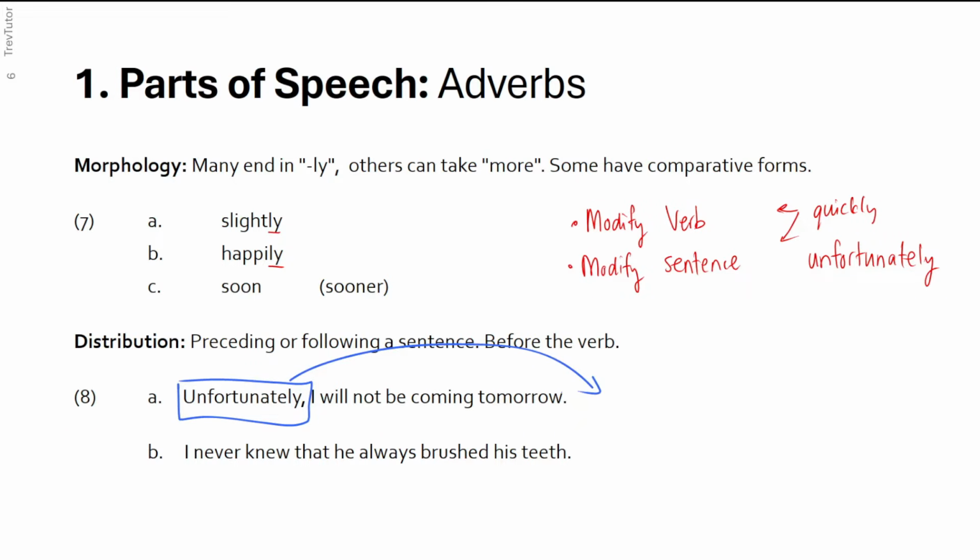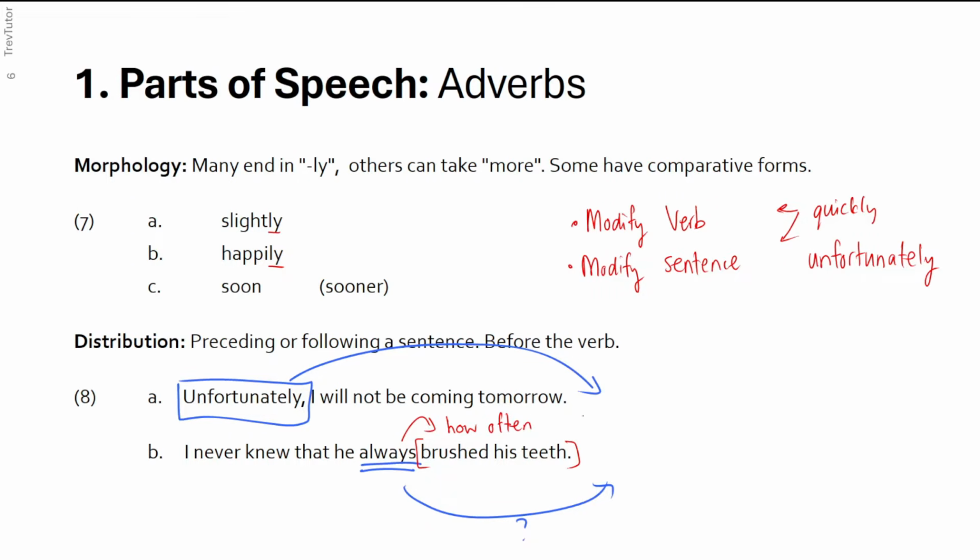sentence final position. In the case of "I never knew that he always brushed his teeth," this one is a little bit more limited. "I never knew that he brushed his teeth always." That sounds okay, but it's not going to be perfect to all English speakers. So some people may be able to move it to the end. But when we think about what the word is doing, we're talking about how often. So how often the brushing occurs.